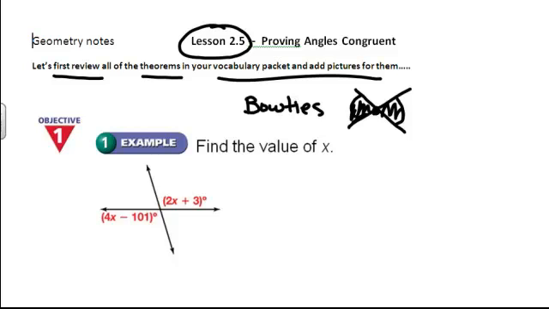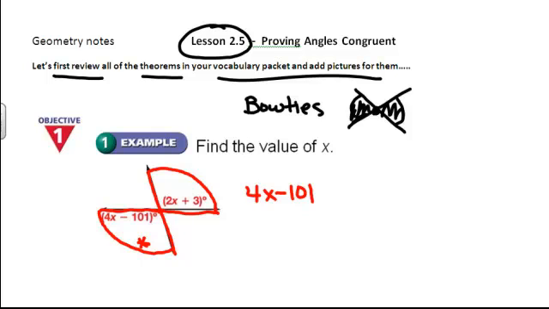All right, so I notice right away in this example that these two angles form the shape of a bow tie. So this angle right here, 4x minus 101, has to be equal to this angle, 2x plus 3, because they're vertical angles, and vertical angles are congruent, or vertical angles are equal. So you set up the equation and we solve it.